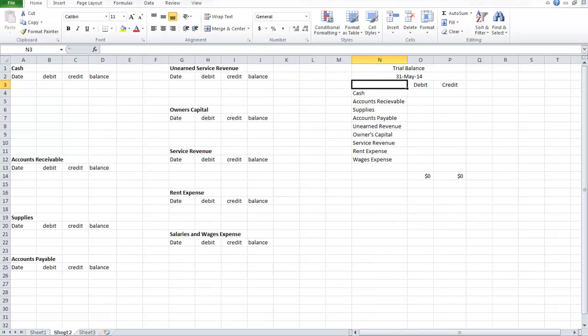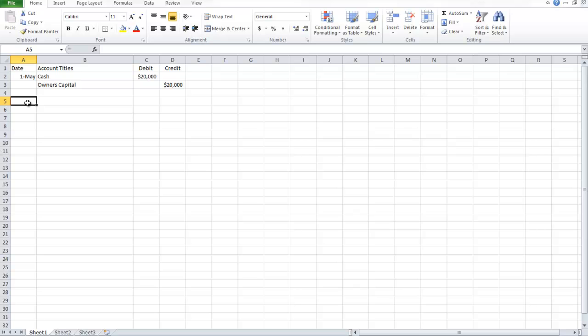Then on the next page, we want to increase or post to each individual account. So we have a debit to cash, and that's our cash balance now. And we also have a credit on May 1st to owner's capital. Okay.